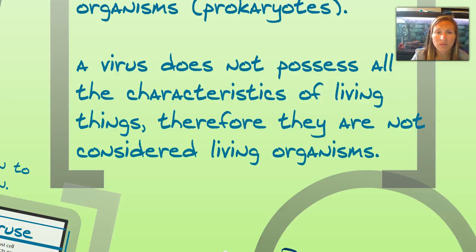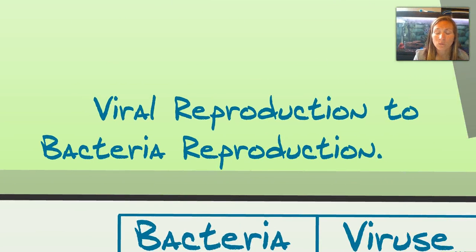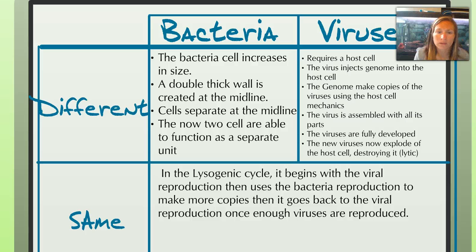So let's start talking about viruses now. Like I said, they do not possess all the characteristics of living things, and one of the ways that makes them different from a bacterium is how they reproduce. Now, you don't have to write all of this down, but put the gist of the differences and what they have that is the same. A bacterial cell will increase in size. It will have a double thick wall created down its midline, and then the cells will separate there, and there are two new cells that function as separate units. So it's very similar to mitosis in some ways.